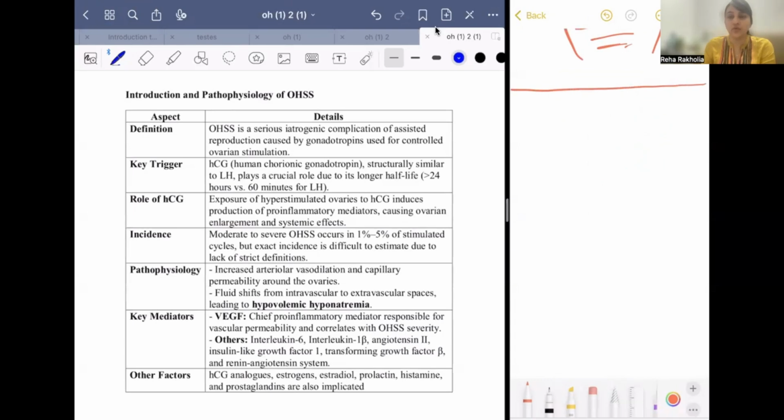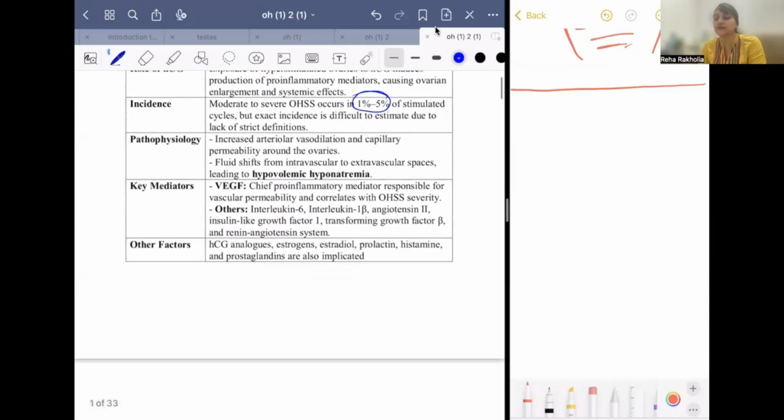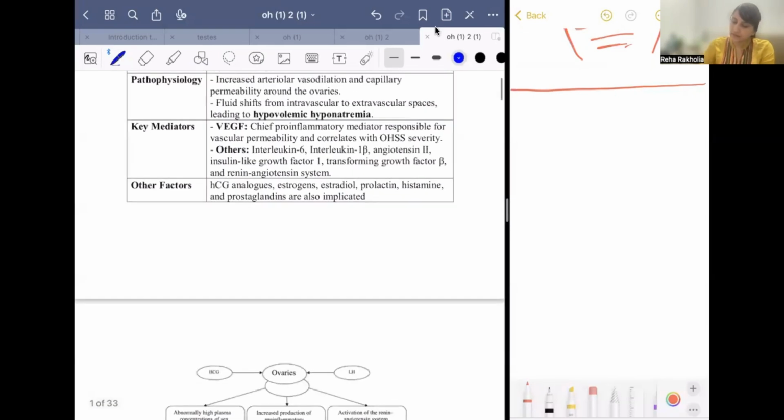How common is OHSS? Moderate to severe OHSS is not very frequent, occurring in about 1 to 5% of stimulated cycles. However, the exact incidence is difficult to measure because there is no single strict definition that applies universally.